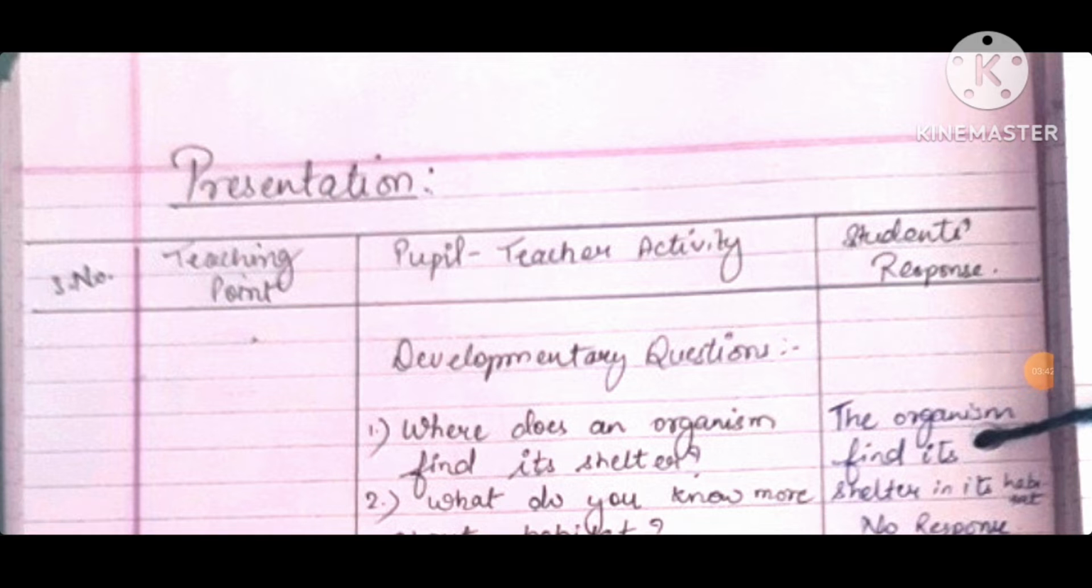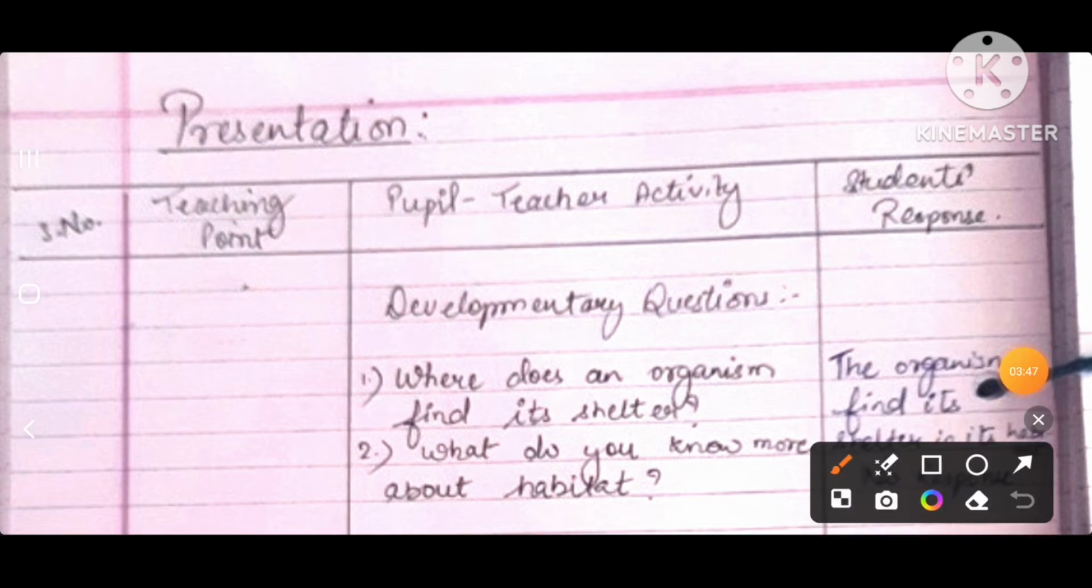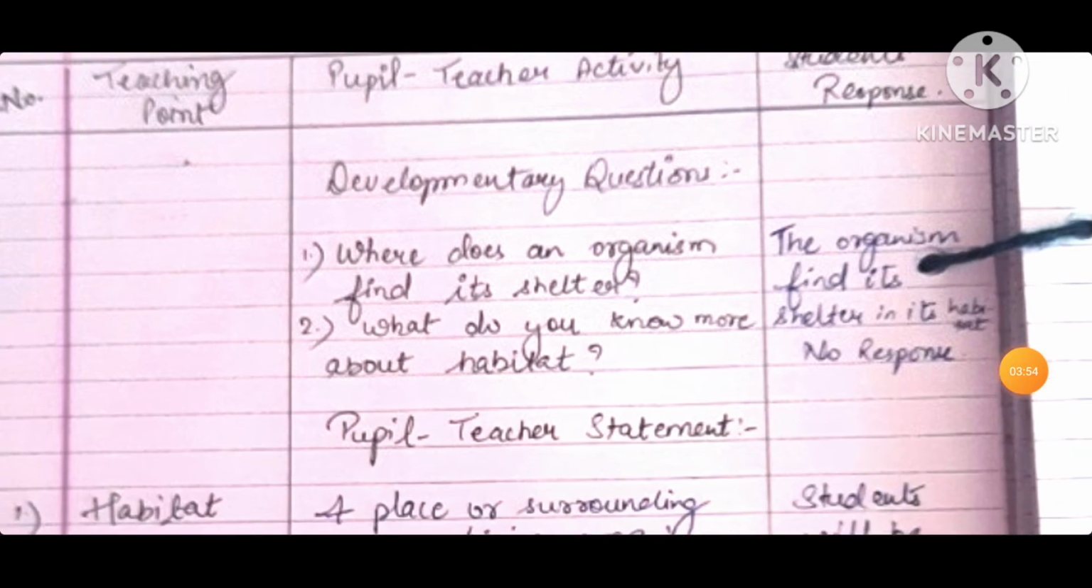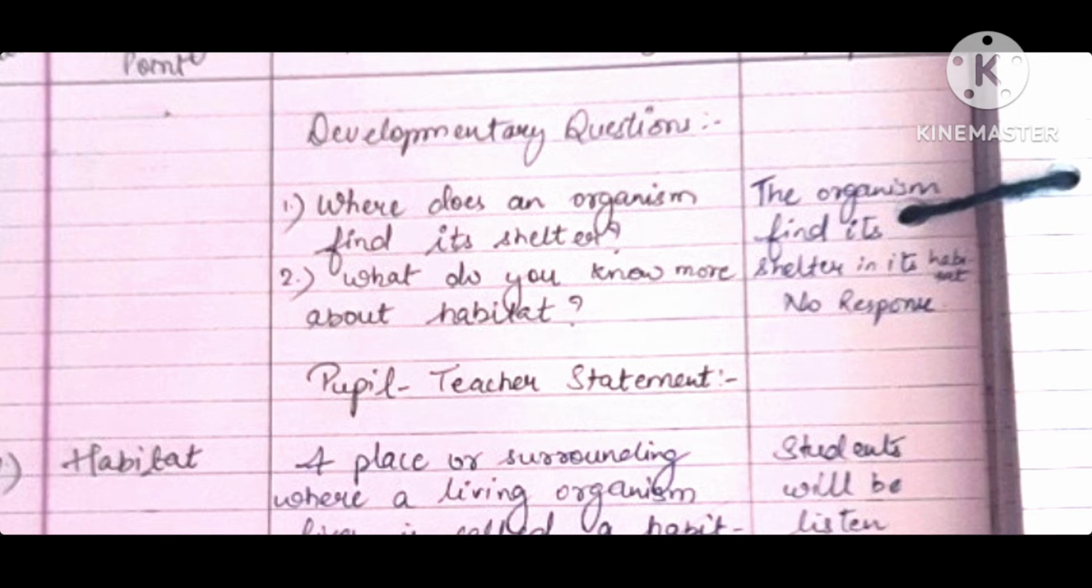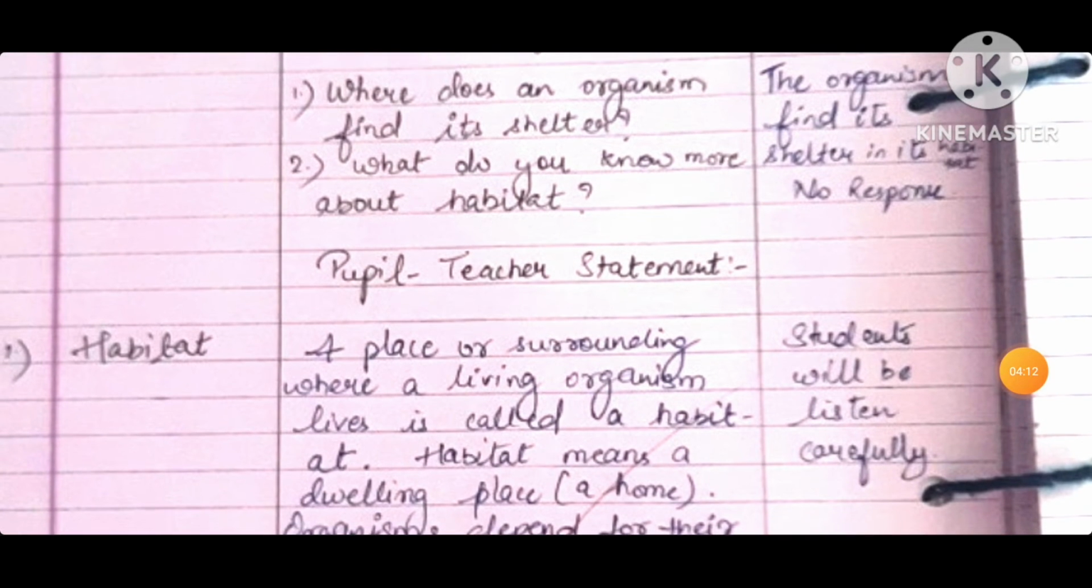After that you have to make a presentation table in which you write the serial number, teaching point, pupil teacher activity, student response. In pupil teacher activity you have to write the developmental questions. 2 or 3 developmental questions you have to write. The first question is, where does an organism find its shelter? The organism finds its shelter in its habitat. The second question is, what do you know more about habitat? No response. After that you will introduce that today we will study about habitat.